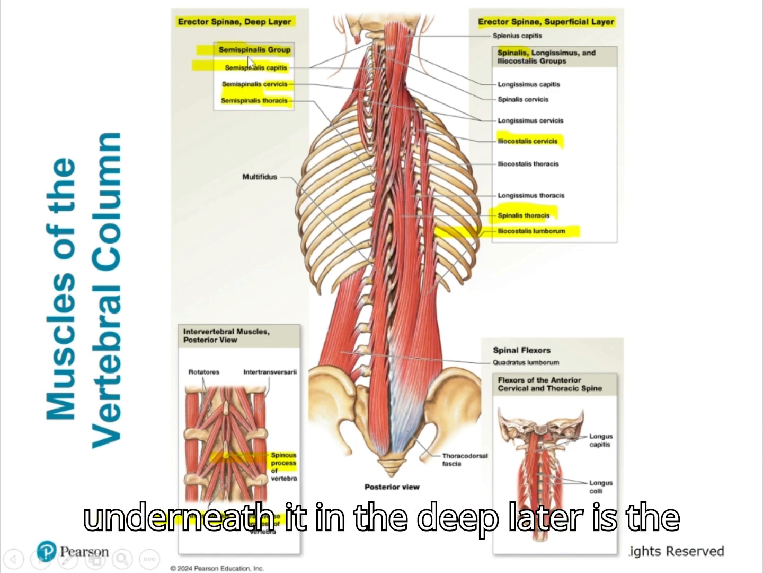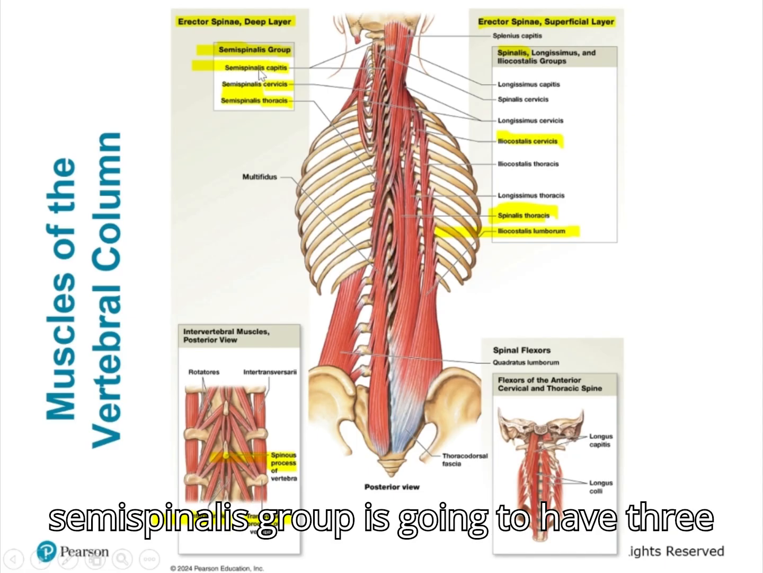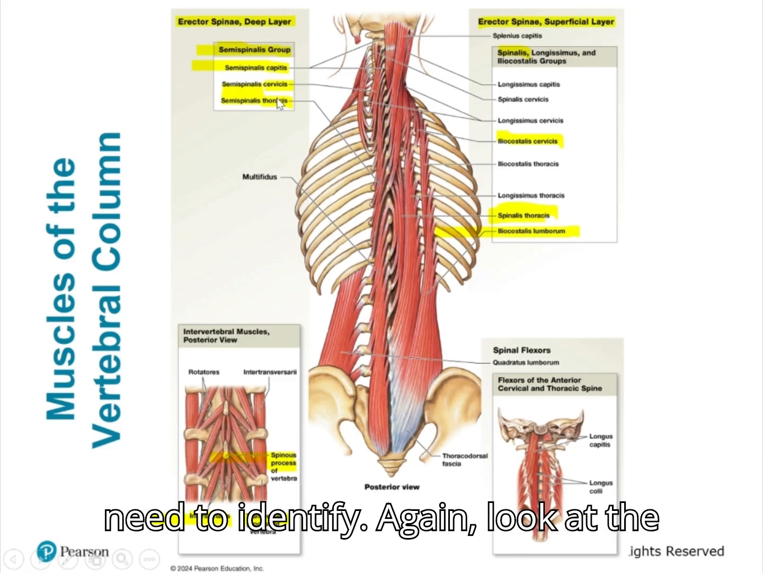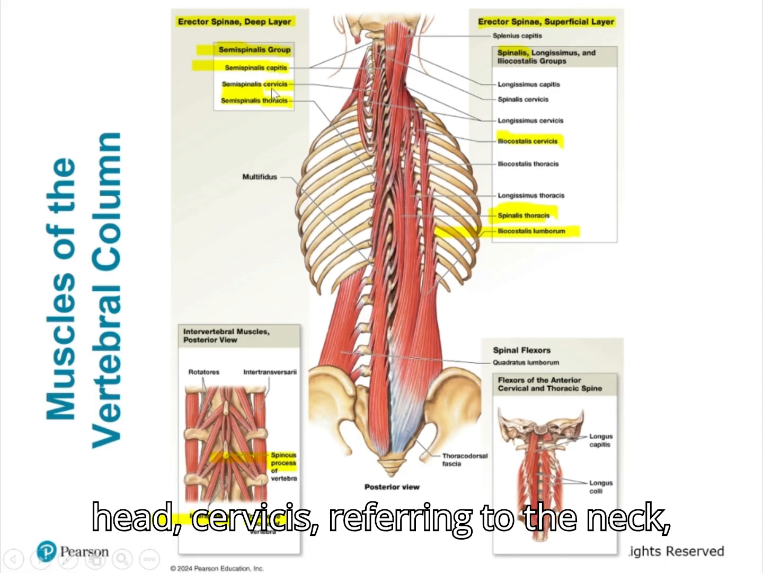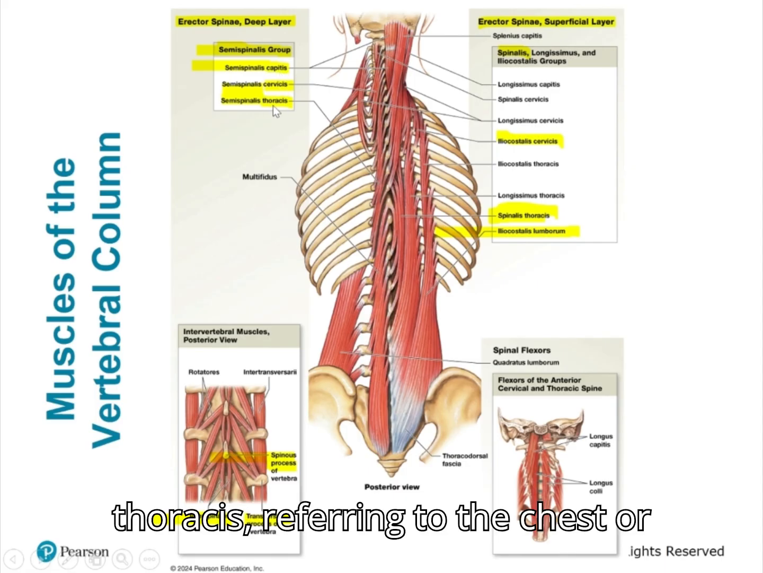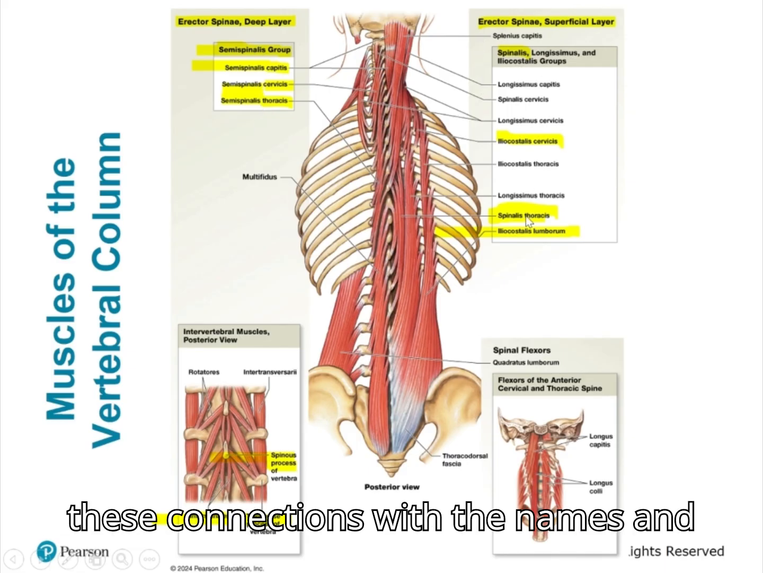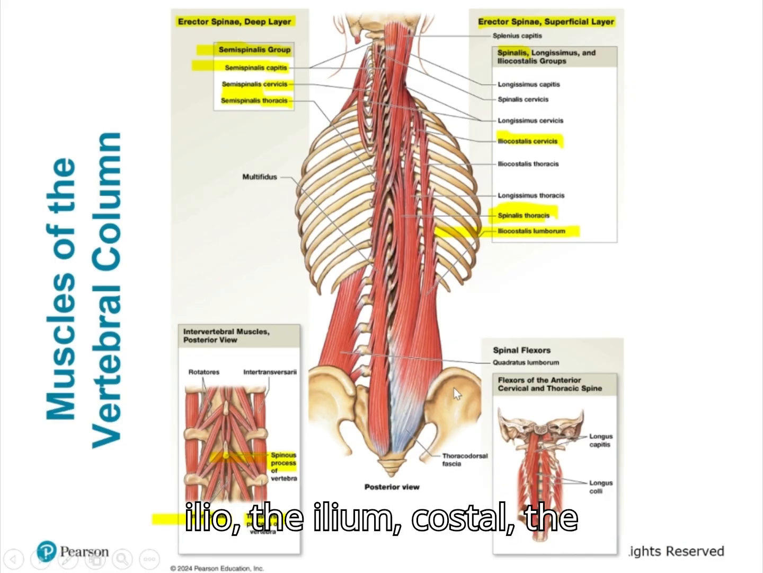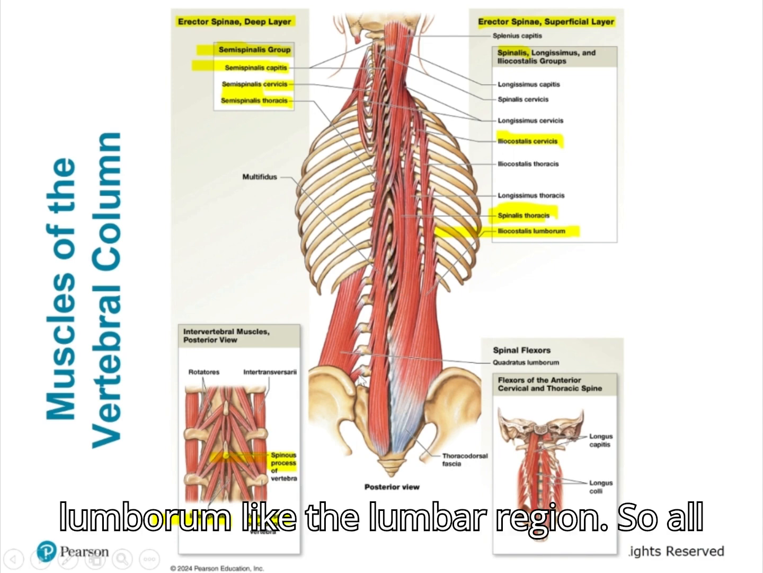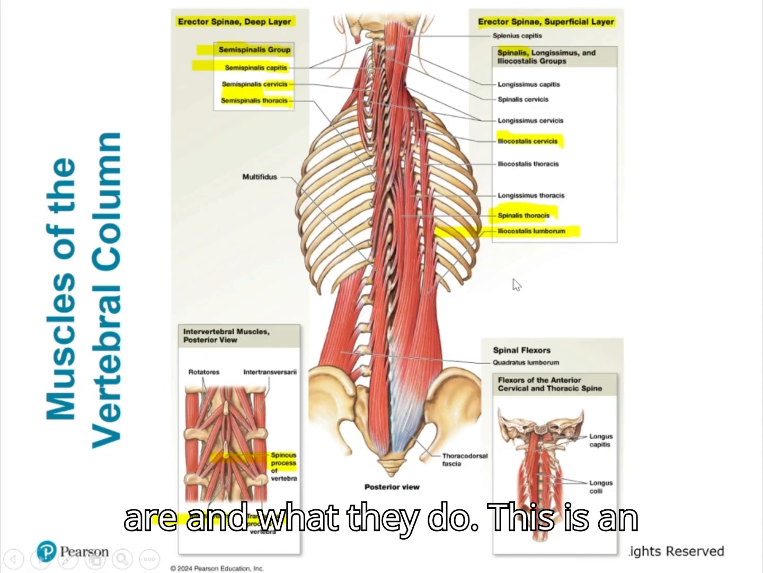Notice underneath it in the deep layer is the semispinalis group. The semispinalis group has three major categories that you will need to identify. Again, look at the names: capitis refers to the head; cervicis, the neck; thoracis, the chest or thoracic area. Make sure you're making these connections with the names and where they're located. For iliocostalis, ilio, the ilium; costal, the ribs; lumborum, like the lumbar region. All of these terms give you descriptions to let you know where they are and what they do.